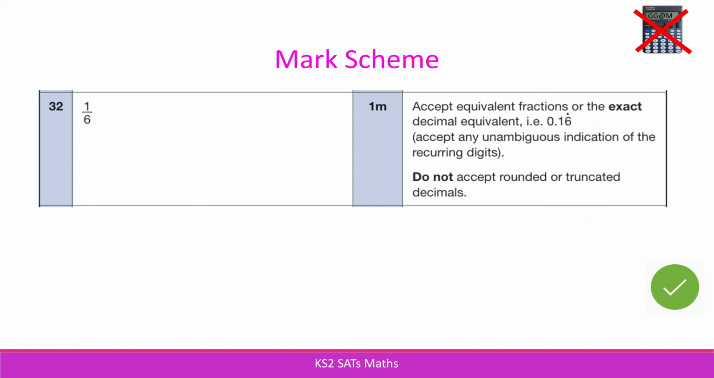The mark scheme on this question shows the answer is 1/6 for 1m, which means 1 method mark. You are allowed to use decimals, so 1/6 is equivalent to 0.16 recurring, so this means 0.16666. But it says do not accept rounded decimals. So if you wrote 0.17 or even 0.2, that is not accepted. Truncated means just get rid of the last digit. So if you just got rid of the last digit and wrote 0.1, then that wouldn't be accepted either. So it is much easier to work in fractions than decimals, but they do accept decimals.